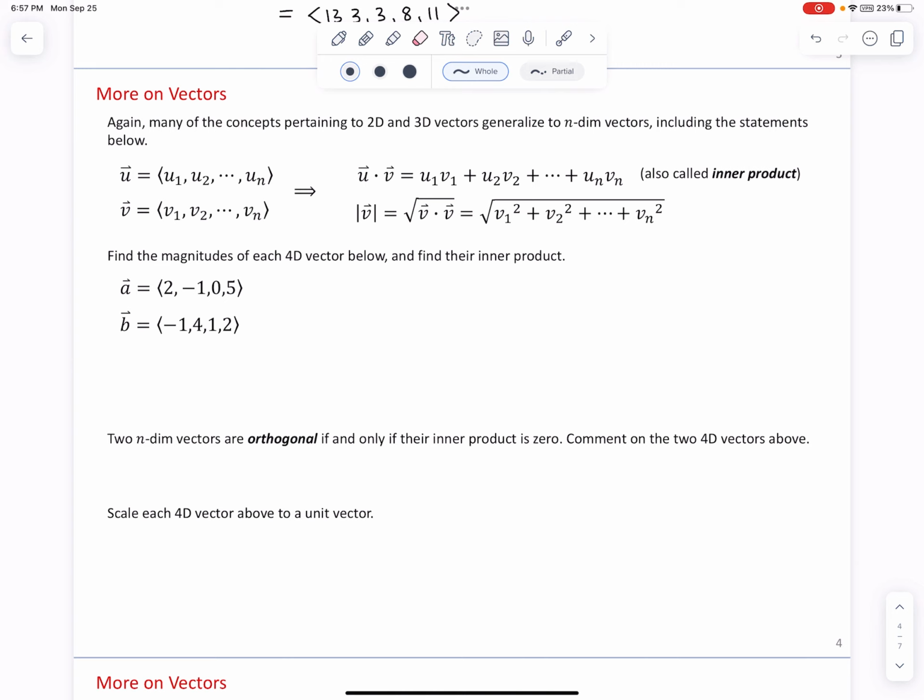Also, you can find the magnitude of a vector v by square rooting its dot product with itself, which winds up giving just the square root of the sum of the squares of the components.